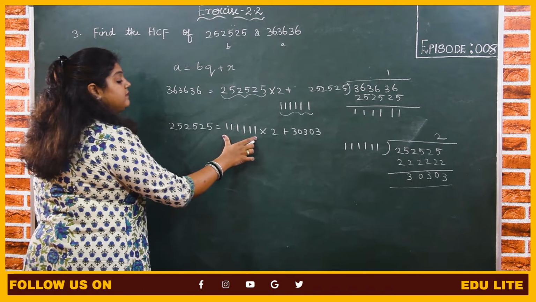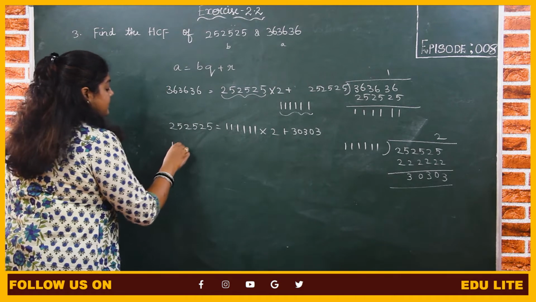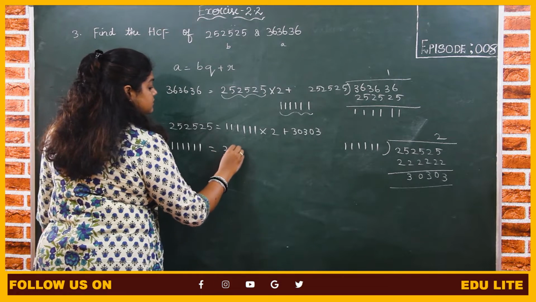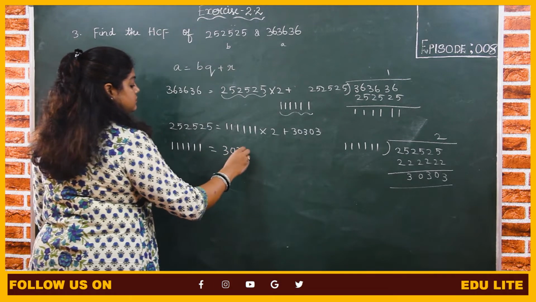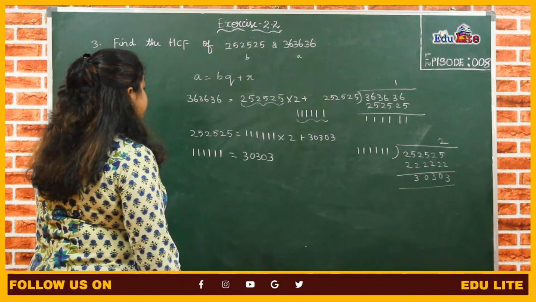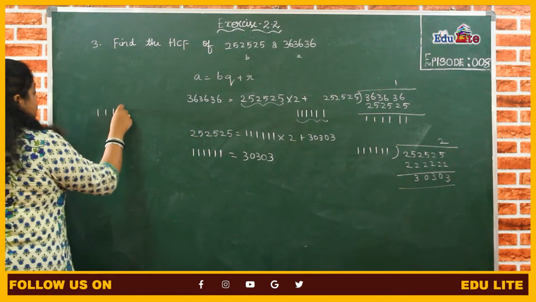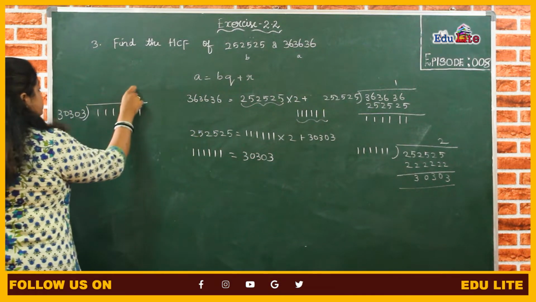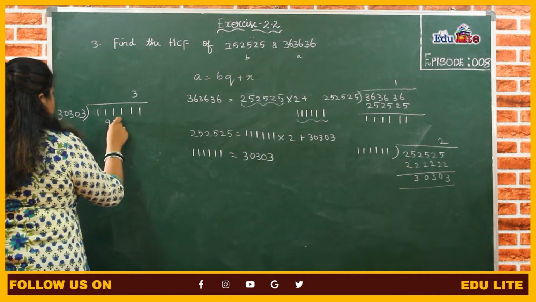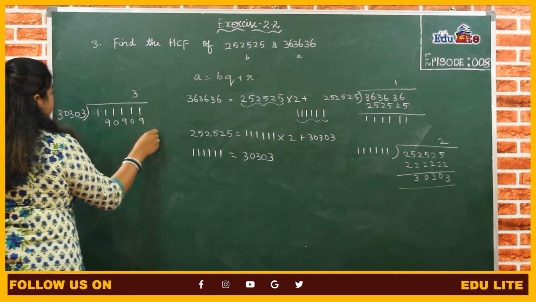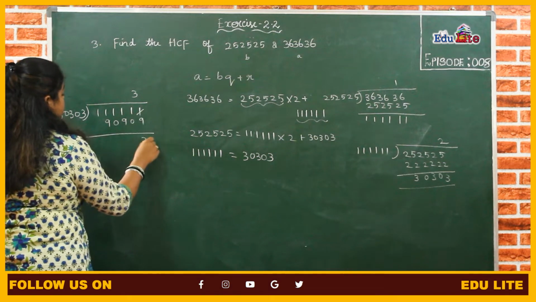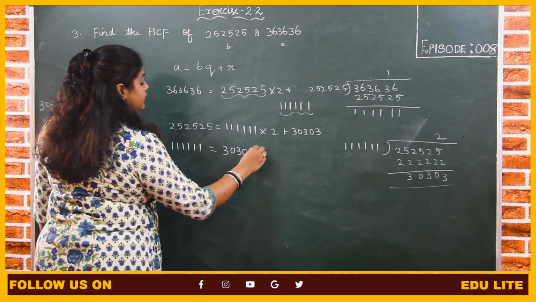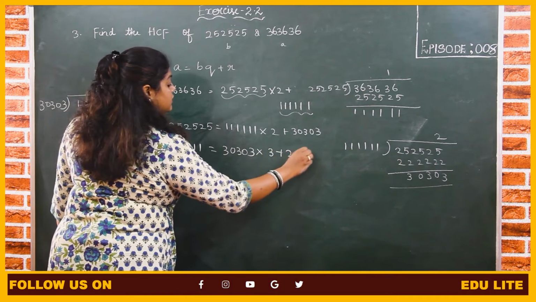Now this will become the dividend and this will become the divisor. Proceeding in the same format, what will we get? Divided by 3030303, we can choose 3 times, 9090909. So it will become 3 times plus the remainder 2020202.